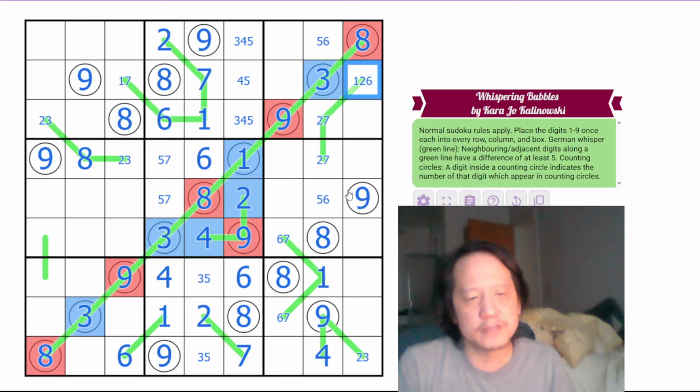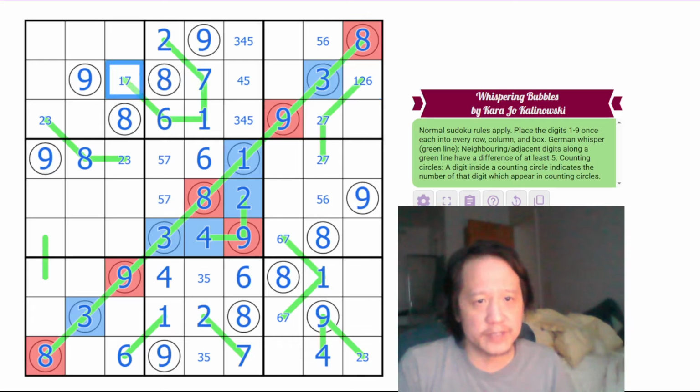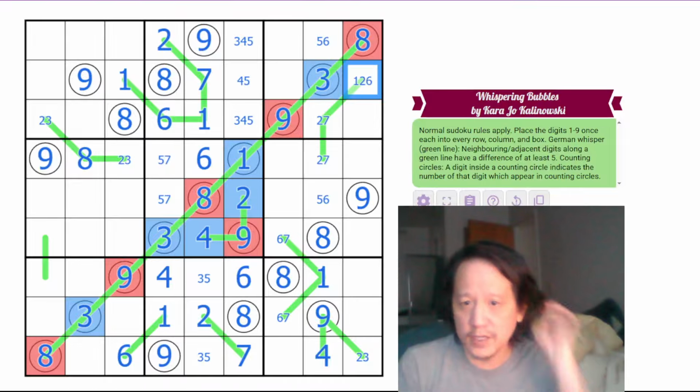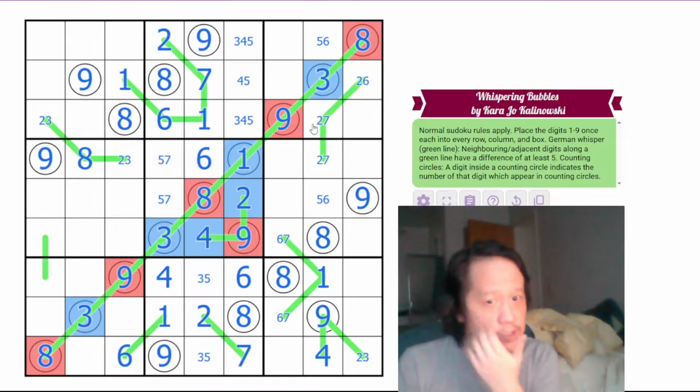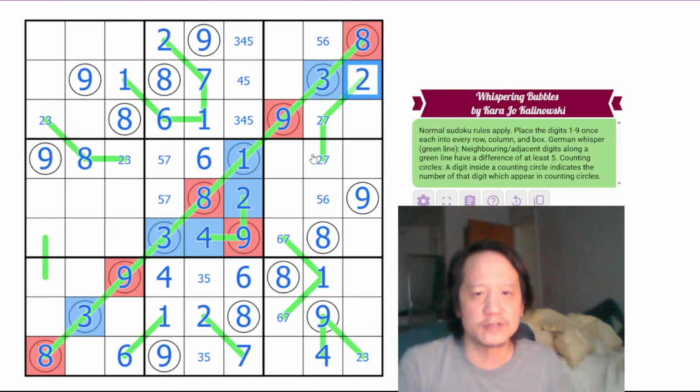This can't be 7. This 7 eliminates 7 here, so that's 1. So this can't be 1 here. If this were 6, this can't be 1 here, so that can't be 6. This is 2, which makes this 7, which makes that a 2. 2 eliminates 2 here, so it's 3.